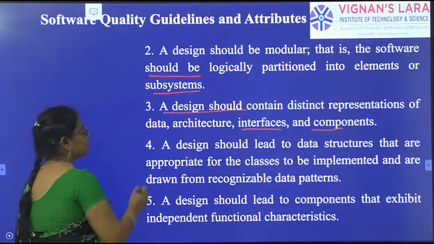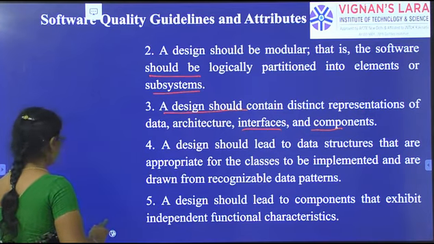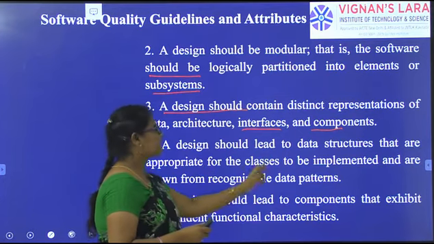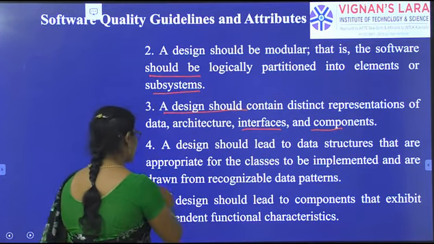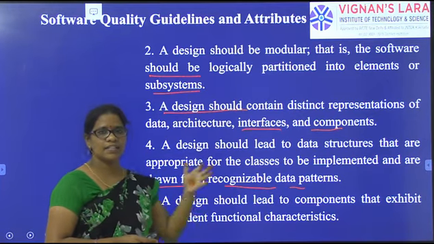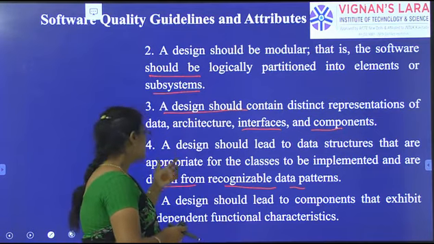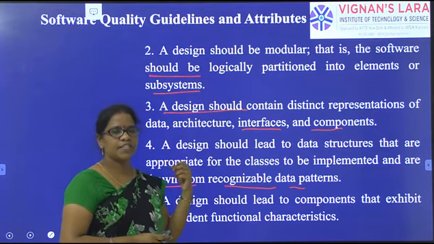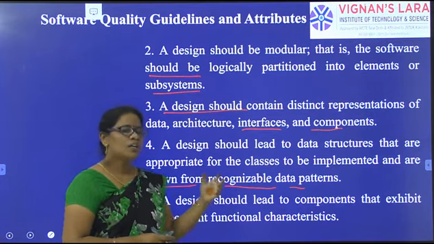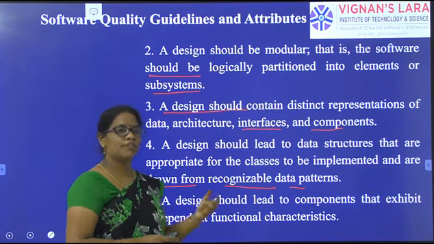Next, the fourth point: a design should lead to data structures that are appropriate for the classes to be implemented and are drawn from recognizable data patterns. We have seen the patterns in the third unit. According to those patterns, we have to design the data structures, in order to connect with the backend. So we have to use the appropriate classes to be implemented in the coding form.